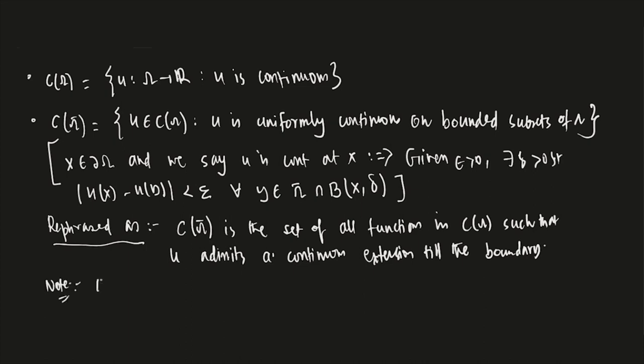Okay, so essentially note what it means is, if omega is bounded, then this is the set of all uniformly continuous functions. Then u in C of omega bar implies u is uniformly continuous, right?